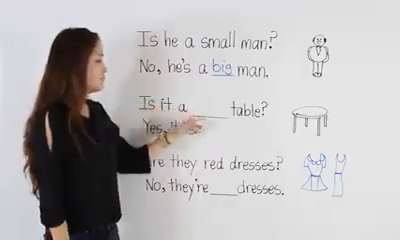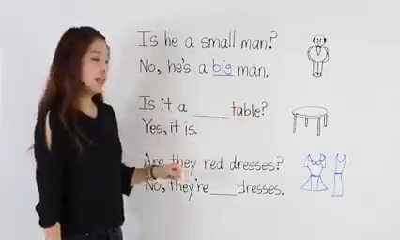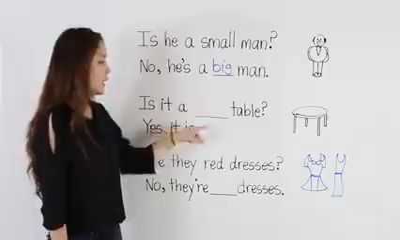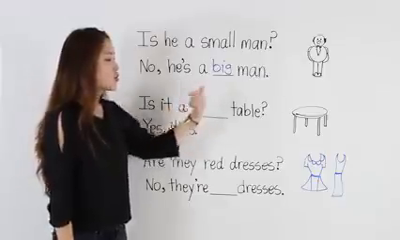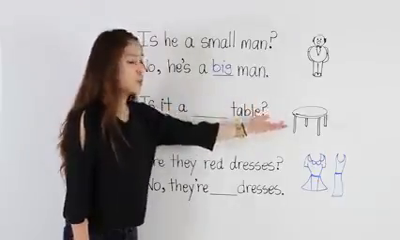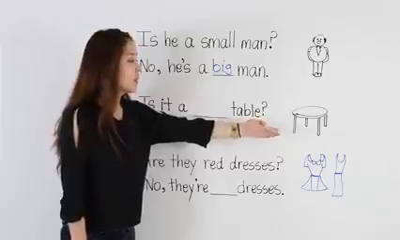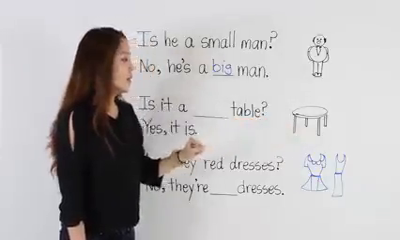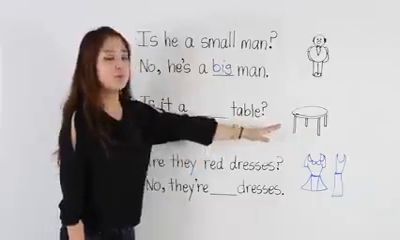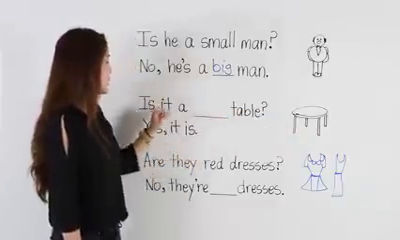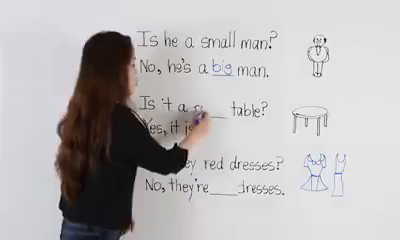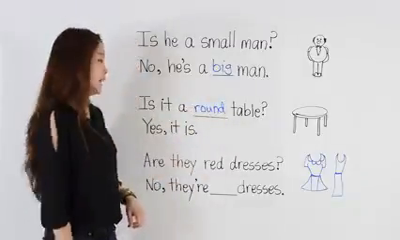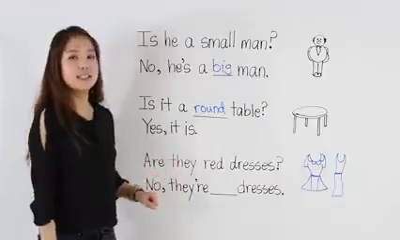Okay, let's look at the next one. Is it a table? The answer is yes, it is. We need an adjective to describe color, shape, or size, or something. Well, we can't really describe the color, so I think we should try the shape. Okay, well, is it a round table? And the answer is yes, it is.